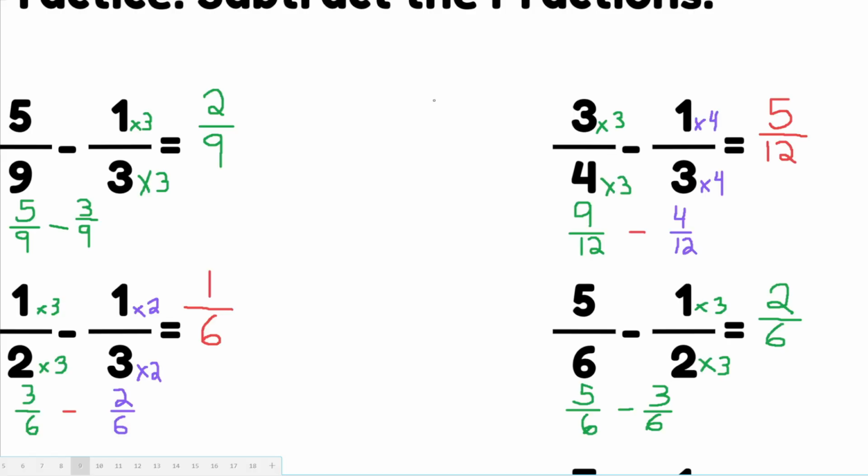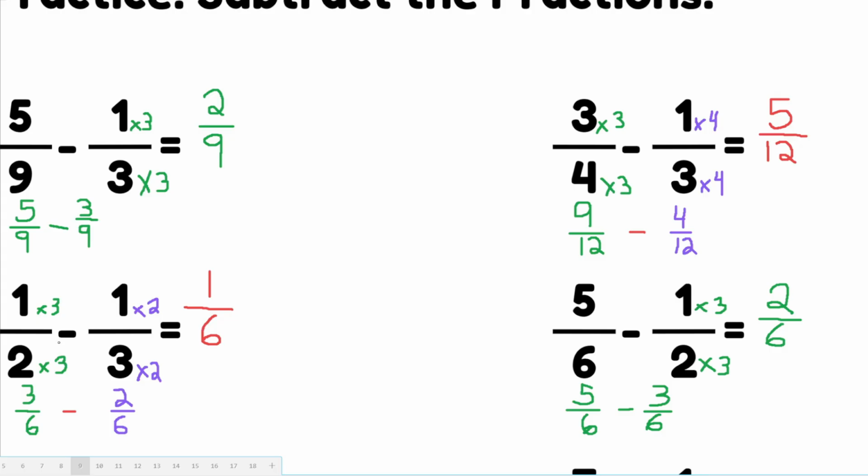Alright, so how about you compare your work to my work and see how you did? For the first one, 5/9 minus 1/3, I got the shared denominator of 9, so I did 5/9 minus 3/9, which gave me 2/9. Then over here for 3/4 minus 1/3, my lowest common denominator between 4 and 3 was 12. So I multiplied by 3, I got 9/12, minus, I multiplied this fraction by 4, 4/12. 9 minus 4 gives me 5, and I keep my denominator of 12.